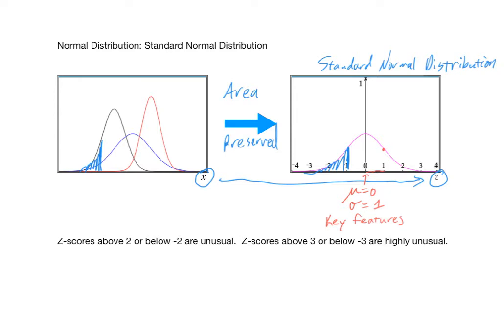It's also worth noting that, just to connect this to a previous screencast, z-scores above 2 or below -2 are considered unusual. So above 2 or below -2 are considered unusual, and z-scores above 3 or below -3 are considered highly unusual. So above 3 or below -3 are considered highly unusual.